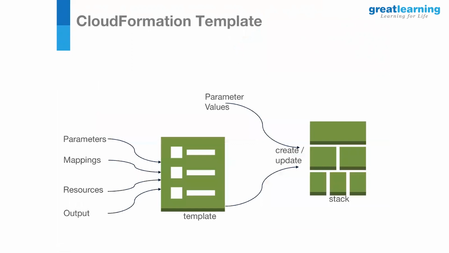A parameter contains a list of attributes that define its value and constraints against its value. The only required attribute is type, which can be string, number, or AWS specific type. For example, if you wanted to pass environment name as a parameter, you can define it as a string and then pass the value.